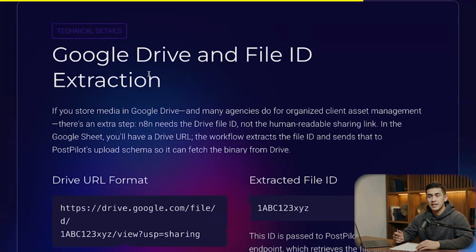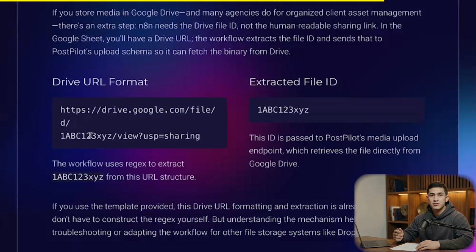Google Drive and file ID extraction. So if you store media in your Google Drive, and many agencies typically do for organized client asset management, there is an extra step. So N8N needs the Drive file ID, not the human readable sharing link. In the Google Sheet, you'll have the Google Drive URL. The workflow extracts the file ID and sends that to the Postpilot upload schema. So if you can fetch the binary data from Drive, that'd be fantastic.